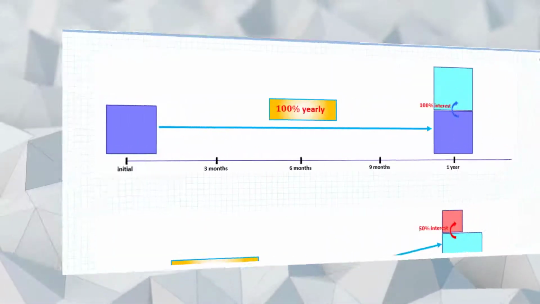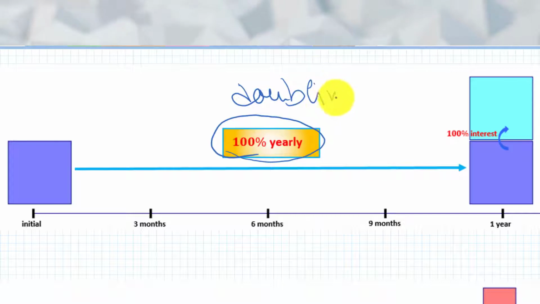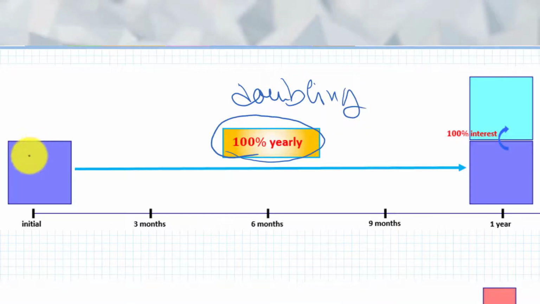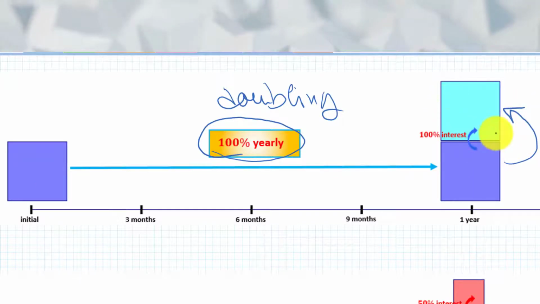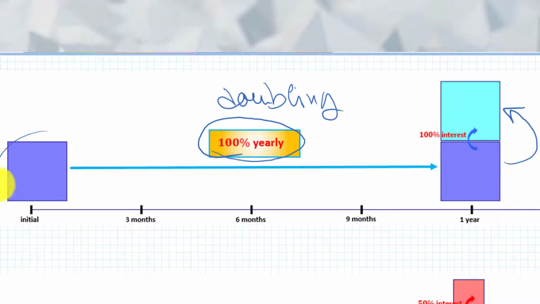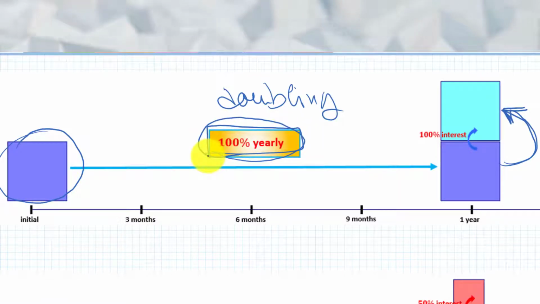What does it mean? To explain it, I have looked at three models. Of course, they are highly unrealistic. I'm looking at 100% interest yearly. That's simply doubling. Why did I take this model? Because I wanted to play with shapes, and doubling is easy. I just take the shape of the same size. So in this model, you have your initial investment and then you double it at the end of the year. This is 100% compounded yearly.